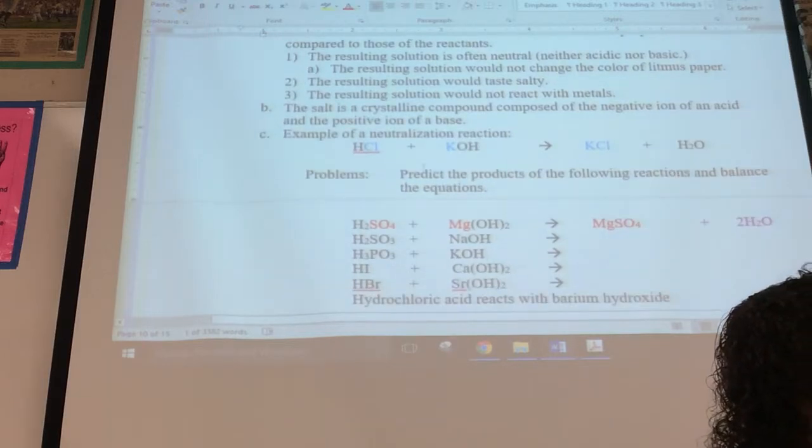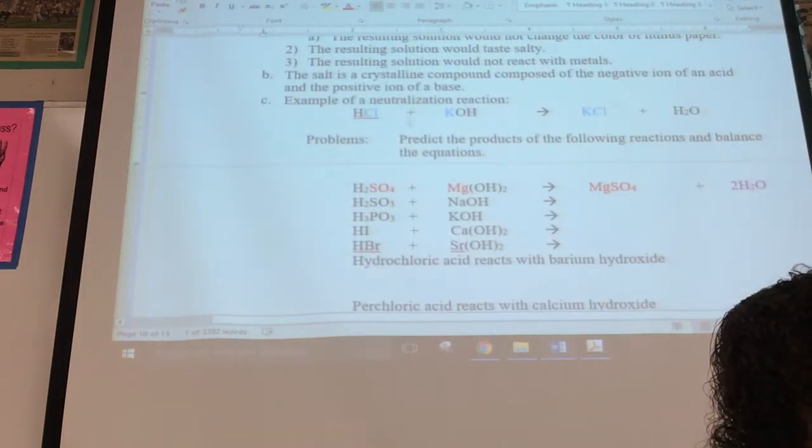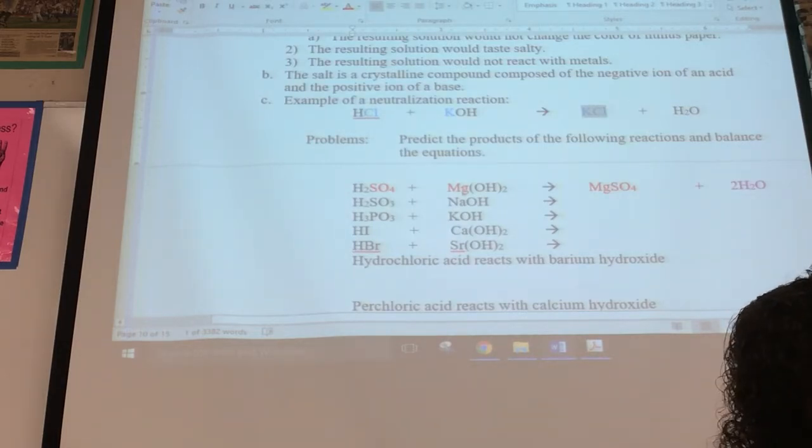So again, if you have an Arrhenius acid with an Arrhenius base, you're going to put the insides together. You've generated this salt here. The outsides together, you've generated water. You're going to generate potassium chloride. Don't forget to formula write your products. HOH is water. You're always generating a salt and water.